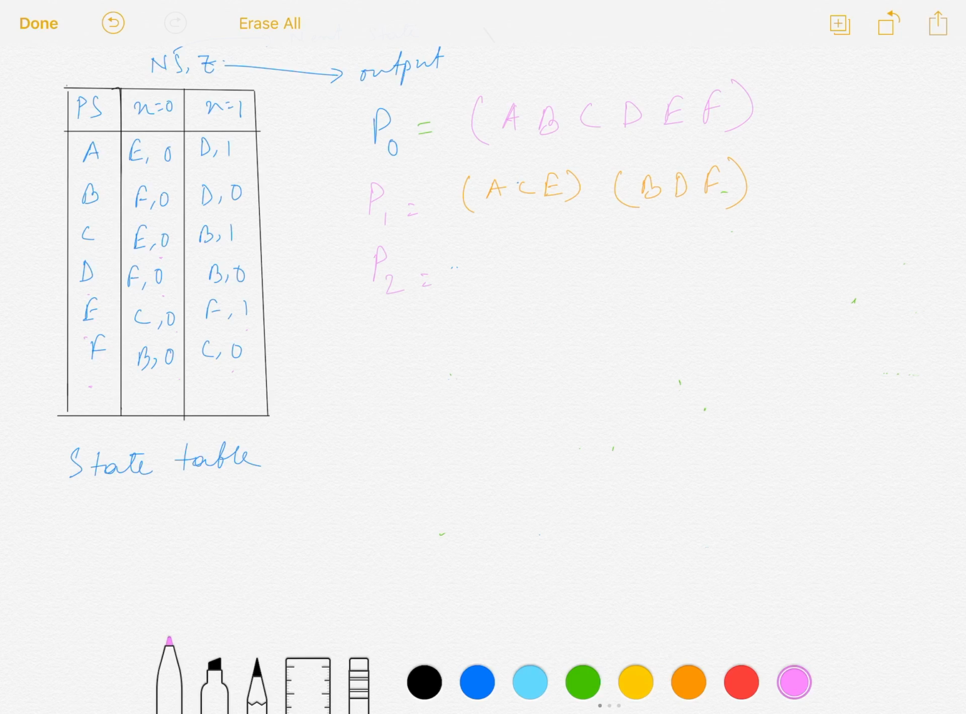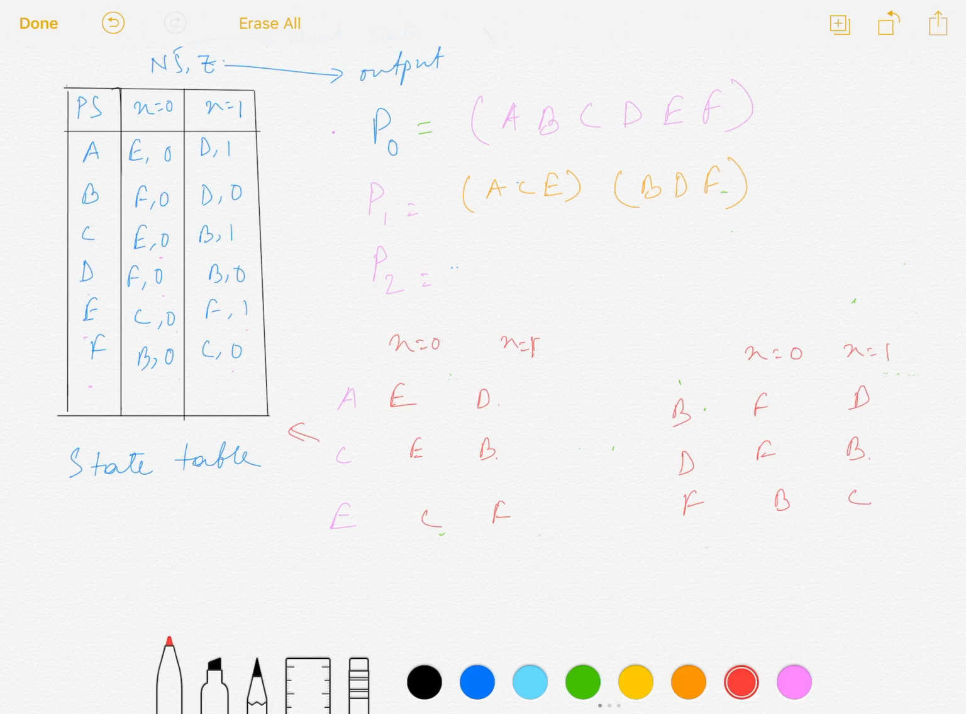Now, let us consider what will be there in P2. P2 means all the states must be in the same bracket that will produce the same output under the input sequence of length 2. Now, how to find it? To find the P2 partitions, we have to write separately the partitions that we got in P1, that is A, C, E, and another is B, D, F. Now, what are the next states they are producing at x equal to 0 and x equal to 1? Refer to this table only. A is producing E D, C is producing E B, and E is producing C F. Similarly, for B, D, F, B is producing F D, D is producing F B, and F is producing B C, right.